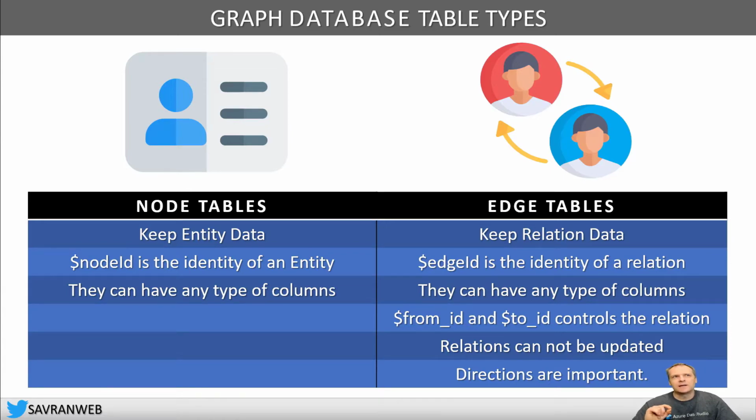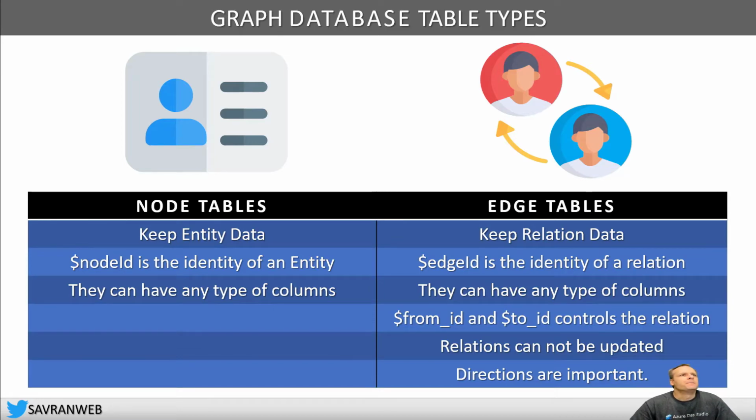When I say directions are important, what I really mean is, in our case, Alec likes Anna. That does not mean Anna likes Alec back. If you want to make that relation, then you need to create another row which says Anna likes Alec. That's why the directions are important.